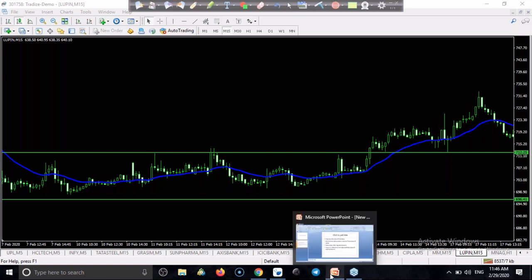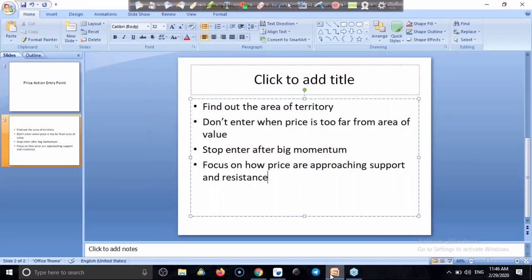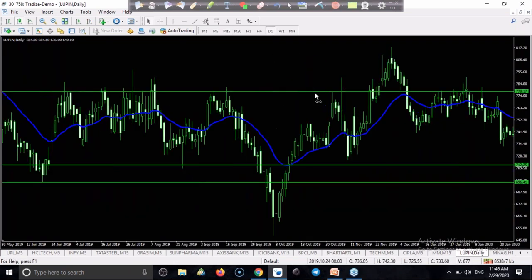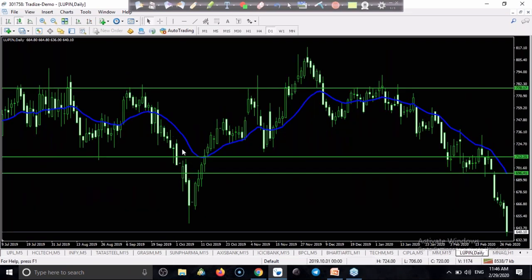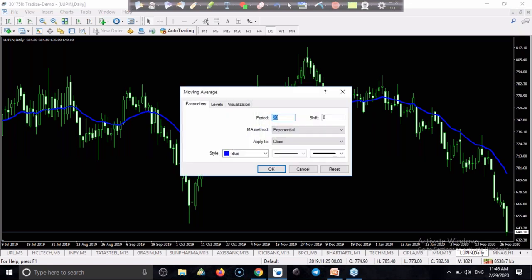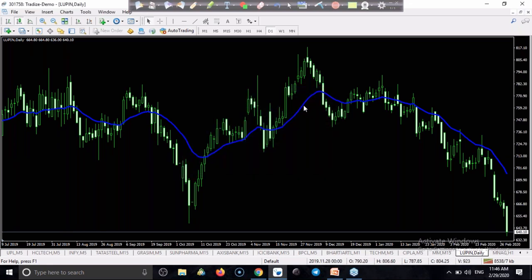Now next. Focus on how price is approaching support and resistance. That is another most important thing. Let me tell you one secret. Most people never tell you where to enter this market or exactly when not to. All right, so let me share a most important secret.